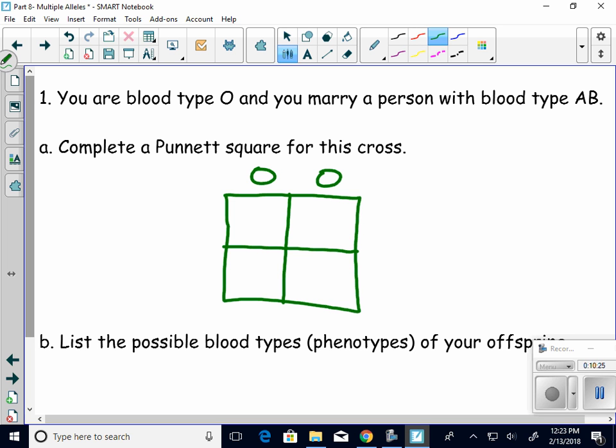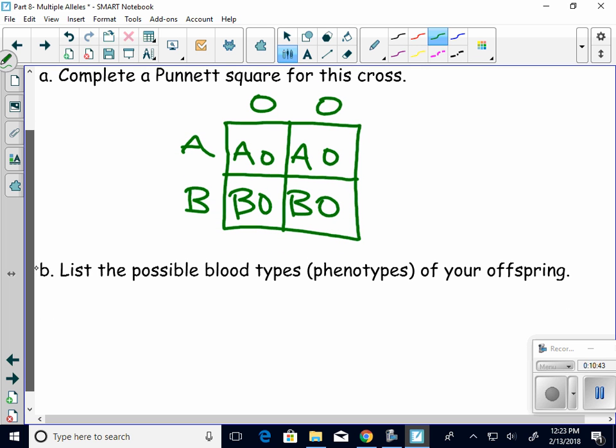You marry a person with AB. As I look at this, list the possible phenotypes of your offspring. Now, key here, folks, key here is the possible phenotypes. So, what are the phenotypes of this particular cross?